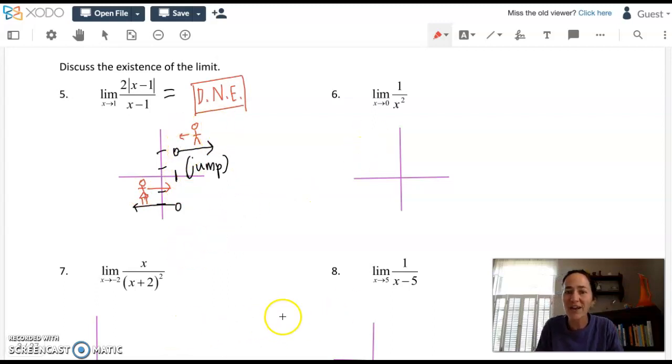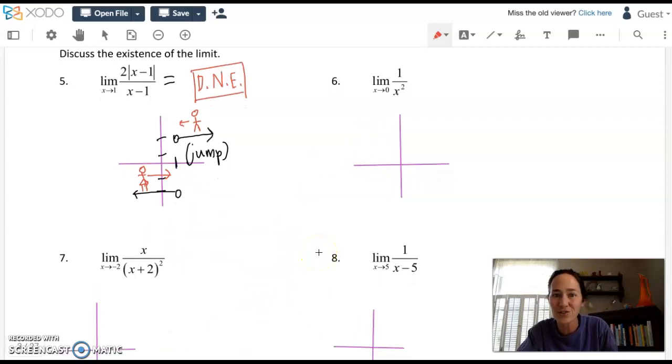What about these others? I chose 6, 7, and 8 to be rational functions where you're going to notice each time I'm having x approach a value, it's at some problematic value that's outside of the domain of the expression. Plugging in 0 here would be problematic, 1 divided by 0.